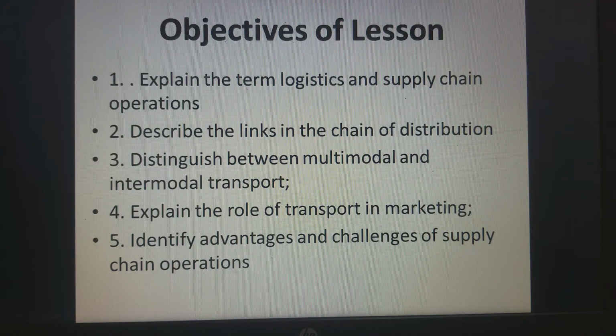Our objectives for the lesson are to explain the terms logistics and supply chain operations, to describe the links in the chain of distribution, to distinguish between multimodal and intermodal transport, to explain the role of transport in marketing, and we're also going to be looking at a few advantages and challenges of the supply chain operation.